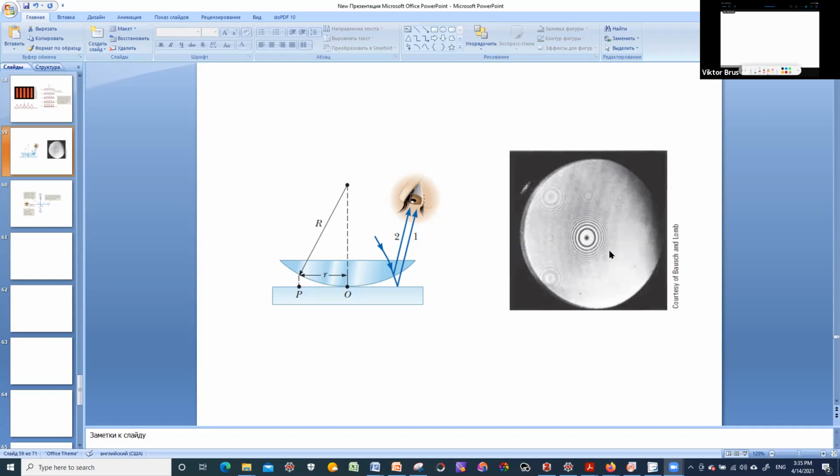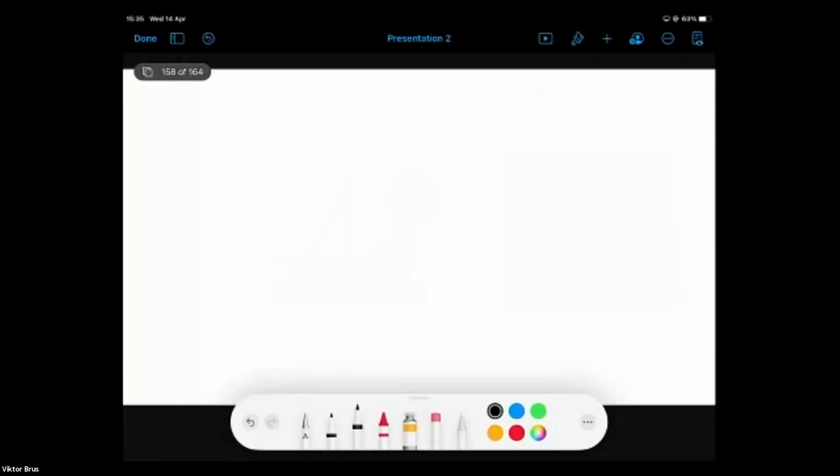So another thing I would like to discuss now is some practical application of these interference effects in thin films. Let me stop sharing this.